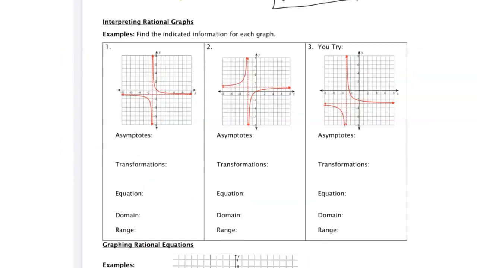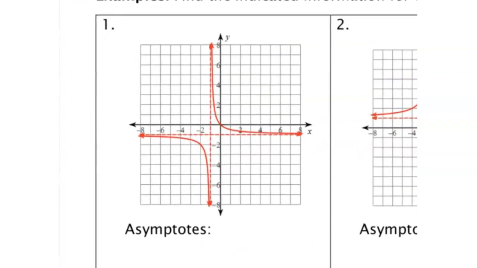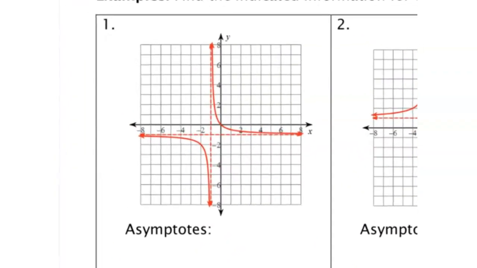For the next 3 problems, we're only going to focus on finding the asymptotes by looking at our graphs. So if we first look at number 1, we have 2 asymptotes, and those 2 asymptotes are these dashed lines that we have here.